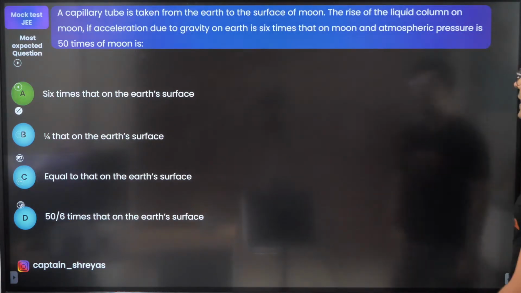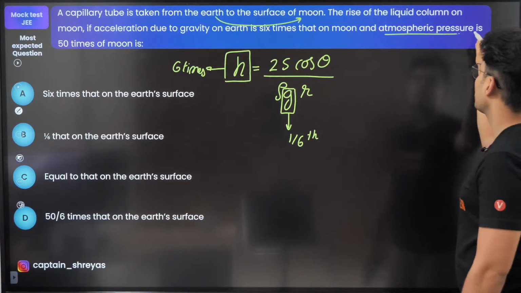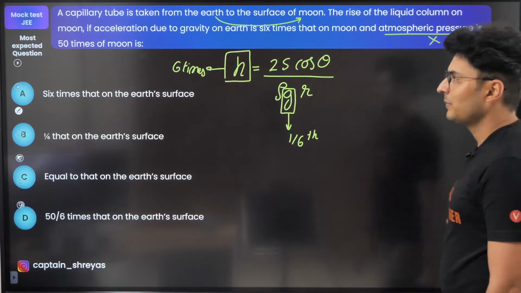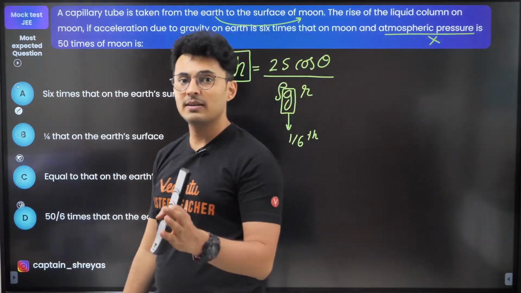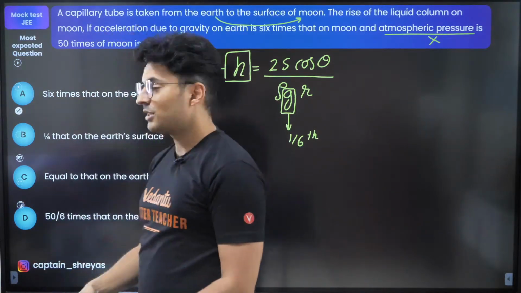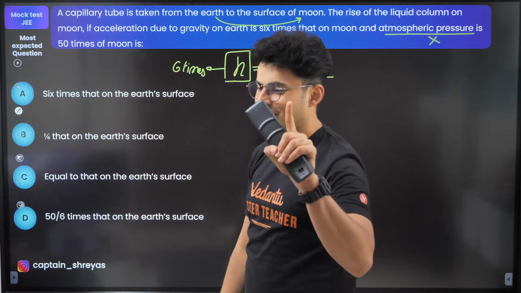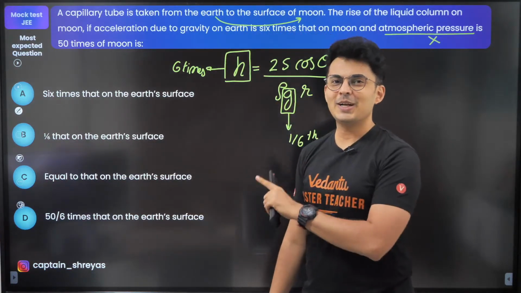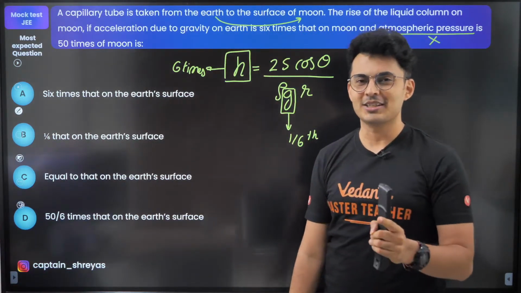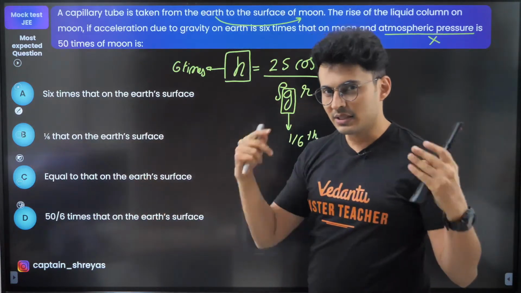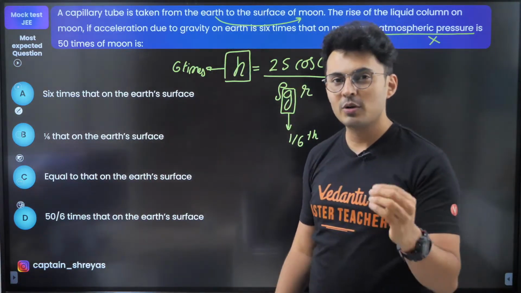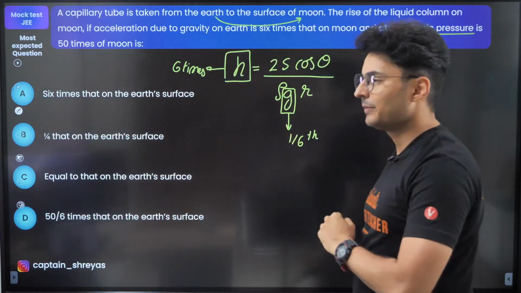Yep, option A. So what is the use of this atmospheric pressure? Useless data. It has just been given to confuse you. And many students will think, oh, 50 is there here, 50/6 should be the answer, option D. But no, it is not even relevant to the question. It's useless. So this is how JEE examiners are going to play with your mind.